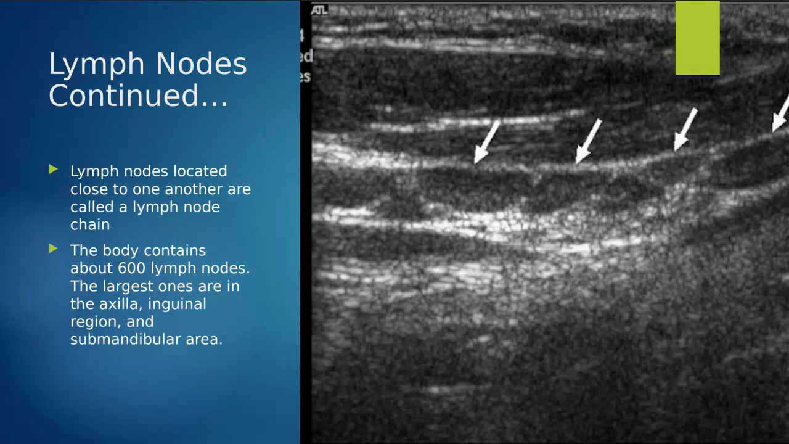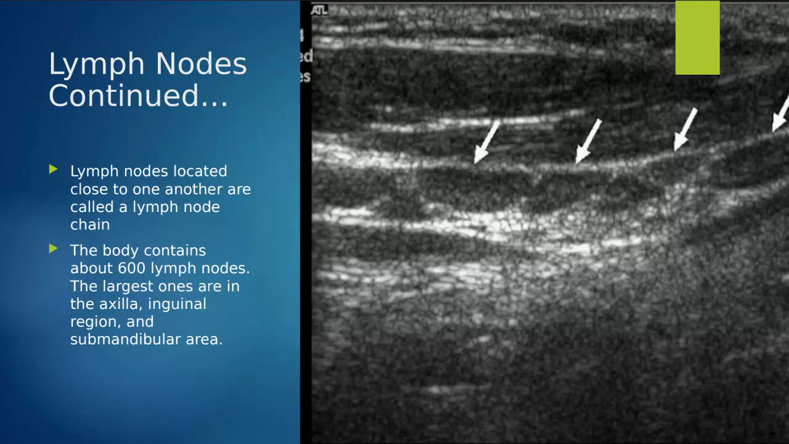The body contains about 600 total lymph nodes, so of course we're going to see a lot of them clustered together. The largest ones that we are going to see are usually going to be in the submandibular region. It's very common for young women to have reactive lymph nodes, which means they are working overtime in the submandibular region. And then we also tend to find large lymph nodes in the inguinal canal and the axilla as well.